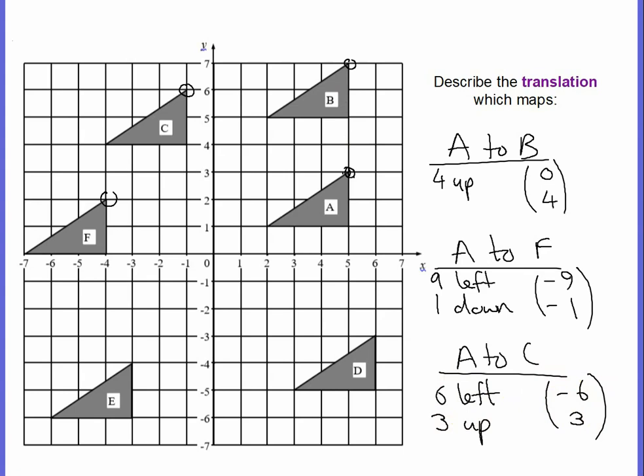But you just have to understand how to go left, how to go right, how to go up, how to go down, and when to put positives and negatives. Okay, so vector notation is what we'll be expecting you to write, not words like up and down, left and right. Okay, use vector notation. Best of luck.